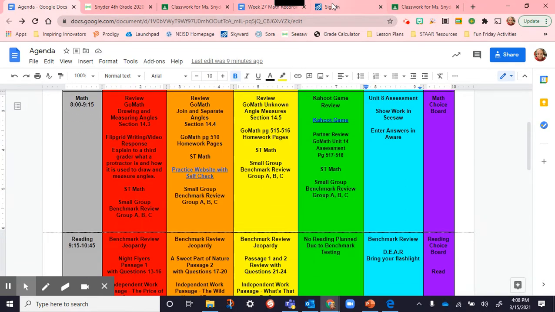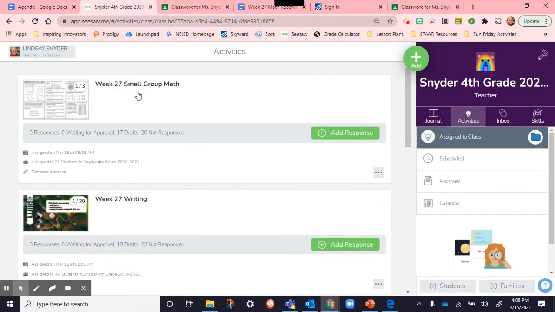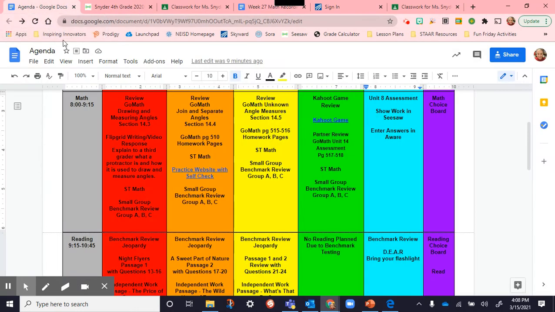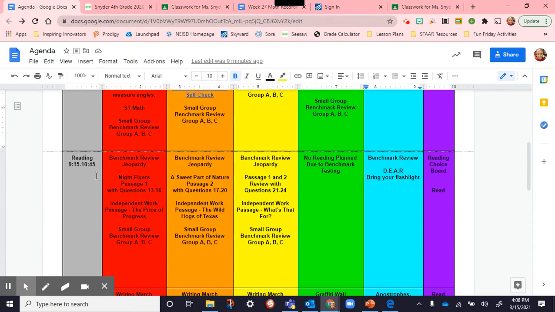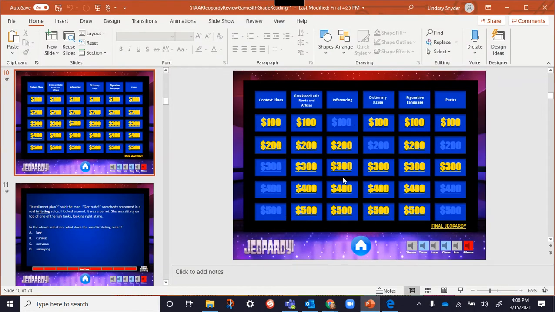For small group today, we did some practice in Seesaw. There's week 27 small group math right here. We did some problems in that. Then for reading, we did a Jeopardy review game. So we were going over some questions and playing a game. So we will continue this all throughout the week.